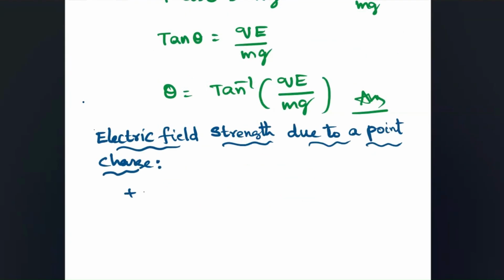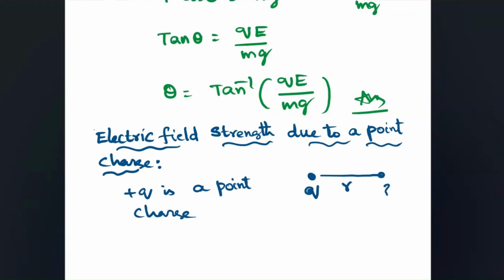Okay, consider a point charge. Let plus Q be a point charge, at a distance r. Somewhere here at a distance r, at point B, what is the electric field strength? Then what should be the direction? Along the positive x-axis. This is the direction of the electric field strength.